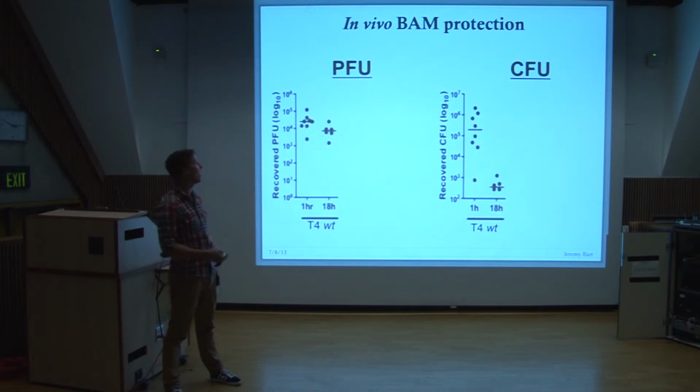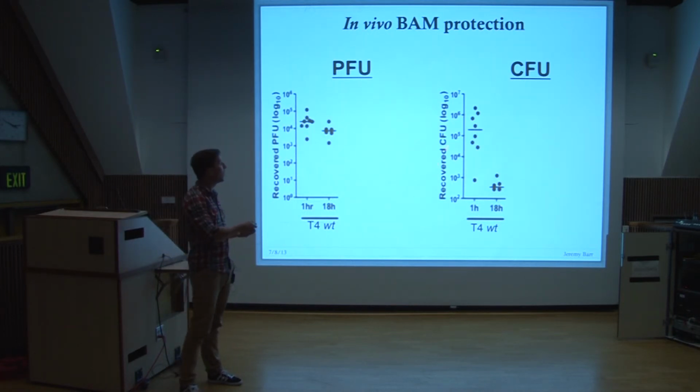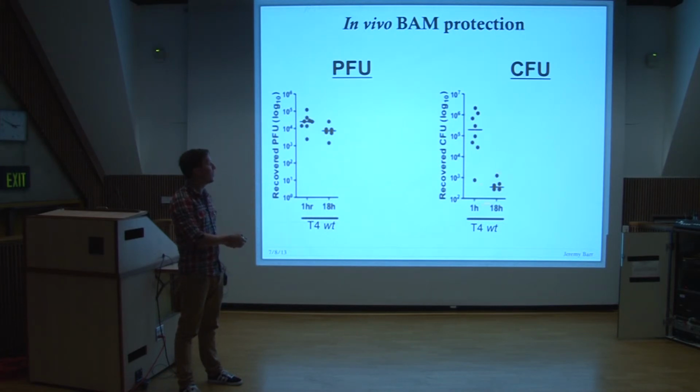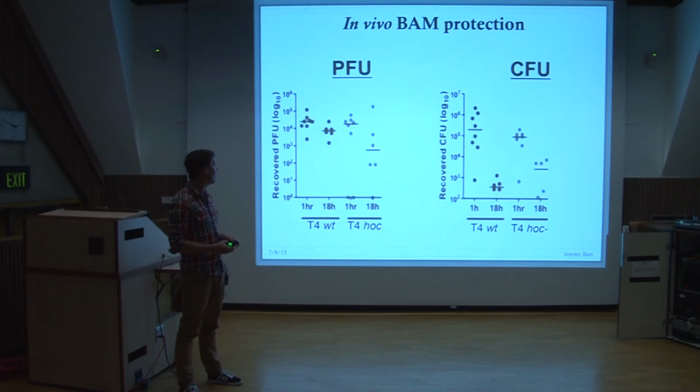So what I'm showing you here are PFU counts and CFU counts over both a 1 hour and 18-hour time point of our T4 wild type phage. And so what we see in the PFU counts is that there's a very slight reduction over that 18-hour time point, compared to the CFU counts, where we have a relatively significant reduction in the number of bacteria that are maintaining there. Compared to our Hoc knockout phage, where we have a greater decrease in the number of phage that are maintaining within that vaginal tract, especially when you compare it to the 18-hour time point of the wild type.